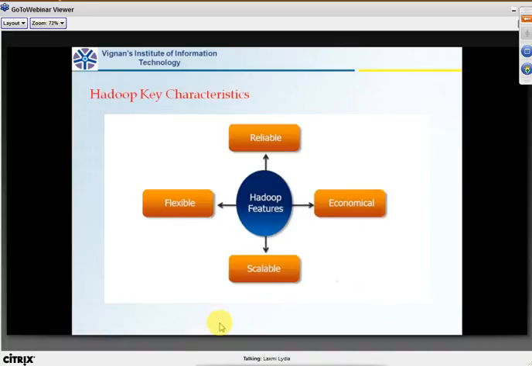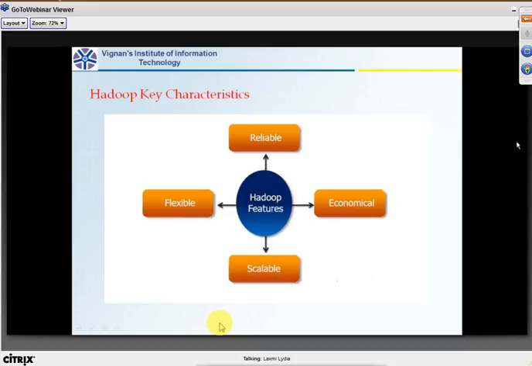Of course, coming to the Hadoop characteristics also, it is reliable, economical. The market has taken a wide place for Hadoop because of its economy. Because Hadoop is working on master-slave architecture. In master-slave architecture, all slaves are commodity and inexpensive hardware.